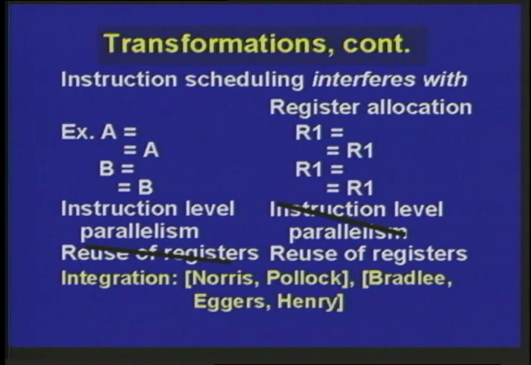And in fact, there's been work for these two particular transformations trying to integrate them. Some of the work has been done by, for example, Cindy Norris and Laurie Pollock, who actually tried to estimate the number of spills that a particular schedule will get you. And then some other work by David Bradley, Susan Eggers and Robert Henry actually does instruction scheduling twice, the first time to get an estimate for register allocation.